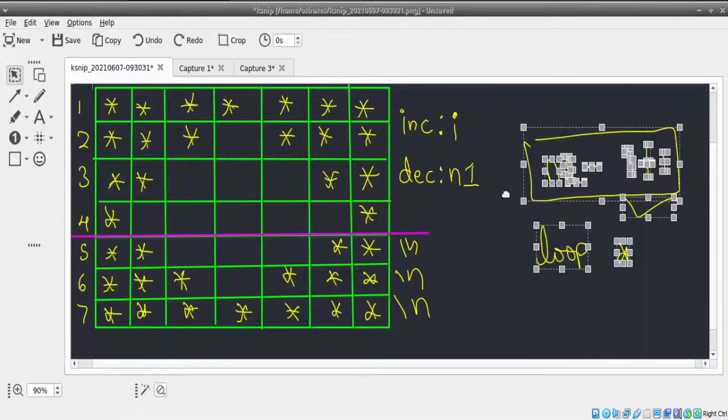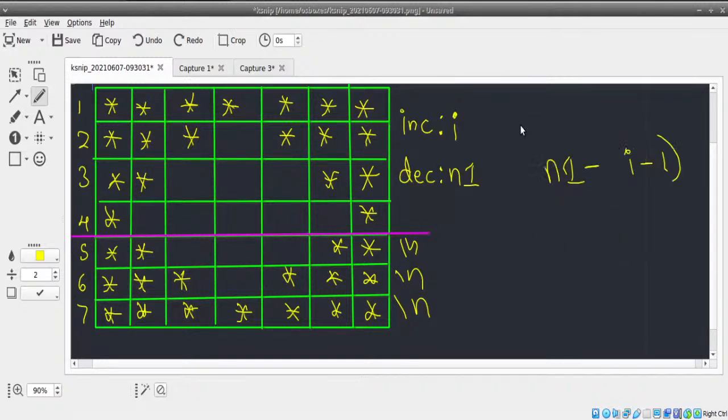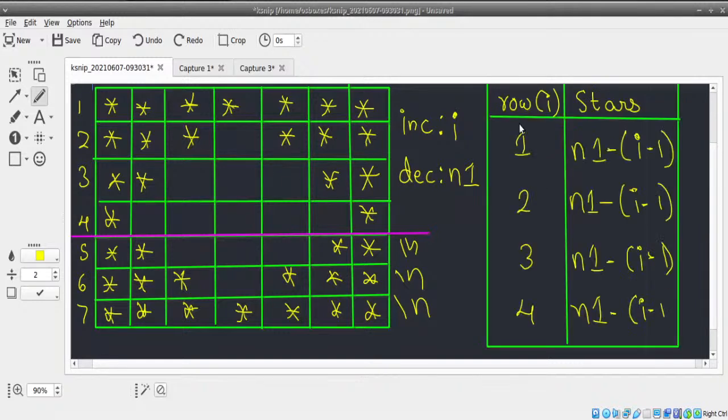Now, I have to figure out the number of spaces. If you observe the number of spaces, how many do we have? 1, 3, and 5. Let's take a look at this. Spaces. Let's go for row number again, the same as we created earlier. So instead of stars, I'll call this spaces.